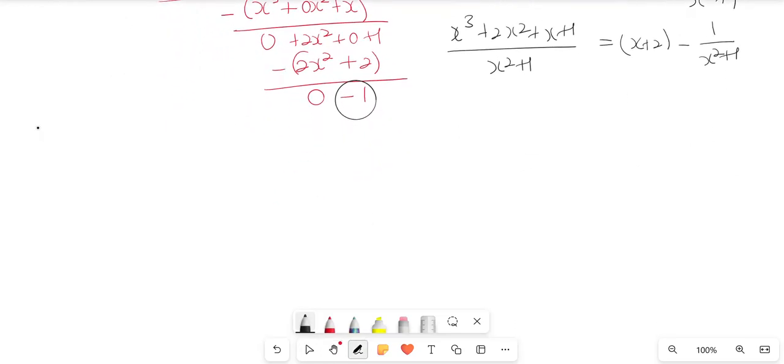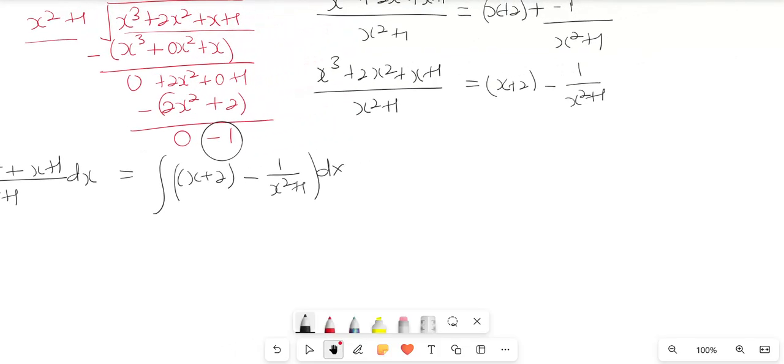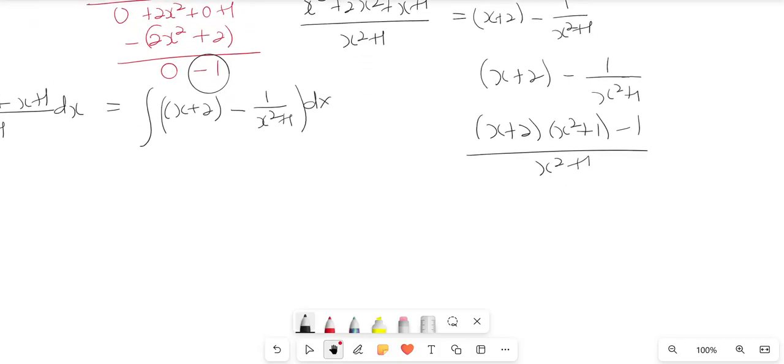So instead of integrating x cubed plus 2x squared plus x plus 1 all over x squared plus 1, we will simply integrate x plus 2 minus 1 over x squared plus 1 dx. You can verify that this one, x plus 2 minus 1 over x squared plus 1, is the same as our original function. You can just multiply by x squared plus 1 minus 1 all over x squared plus 1, and you can simplify that out.